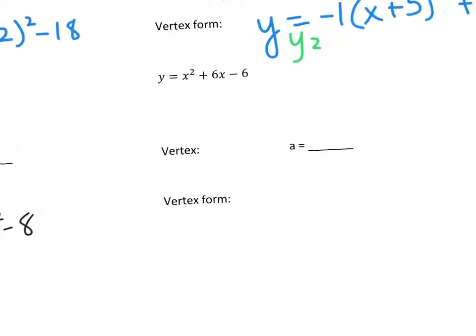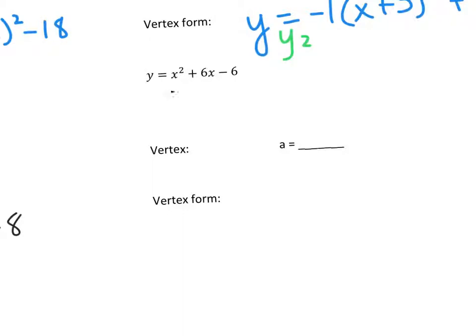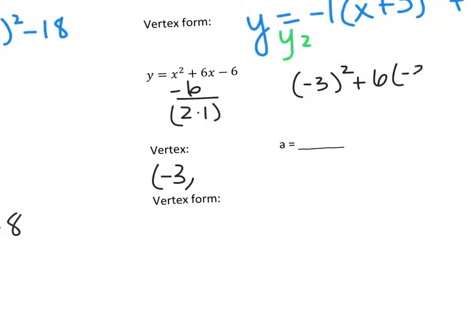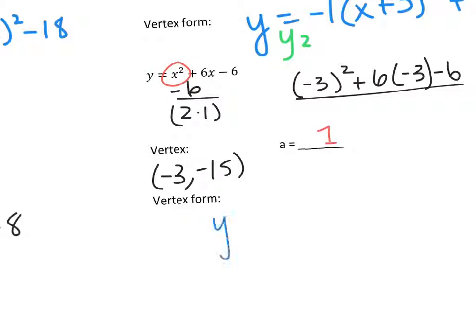And then the last one again, vertex, -b, so 6 over 2 times 1, which gives you -3 for the x coordinate, and then you plug -3 back in for x to get the y coordinate. So this is equal to -15. And your a is the coefficient of x squared, which is 1. So now you can write it in vertex form, so it's going to be y equals 1. I don't need to write 1 if it's being multiplied. So it's (x plus 3) squared minus 15.